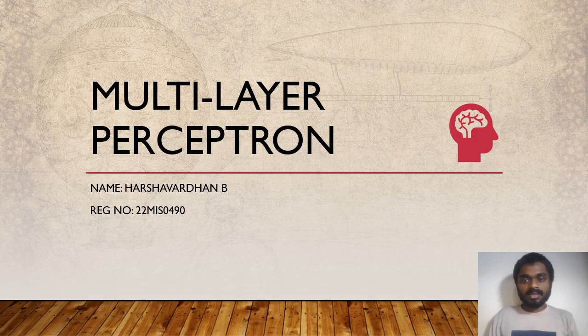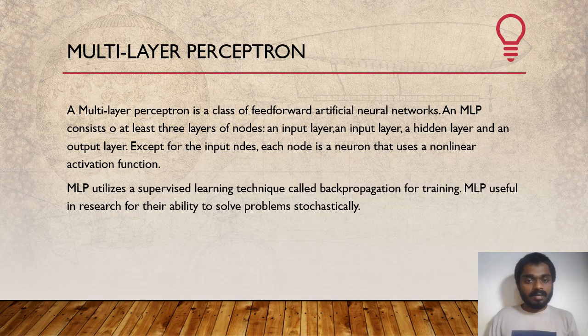Multi-layer perceptron, also known as feed-forward neural network, is a type of artificial neural network used for supervised learning tasks. It consists of multiple layers of interconnected nodes or neurons organized in a hierarchical structure. Multi-layer perceptron is a class of feed-forward artificial neural networks. An MLP consists of at least three layers of nodes: an input layer, an output layer and a hidden layer.